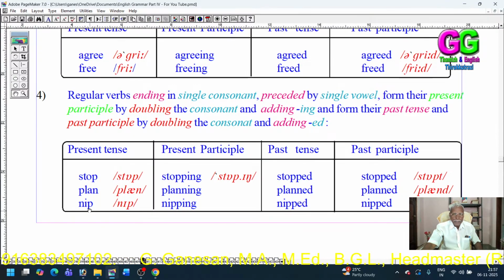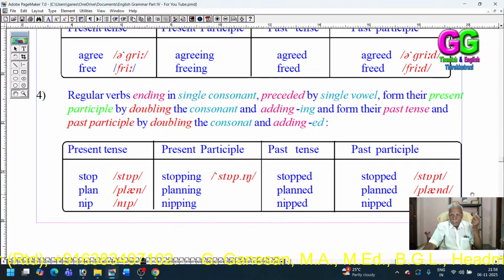Stop, plan, nip. In these three regular verbs, there is one consonant, one vowel. Double the consonant: double P, double N, double P. Takes ing. Stop, stopping. Plan, planning. Nip, nipping. Double the final consonant and take ed. Stopped.